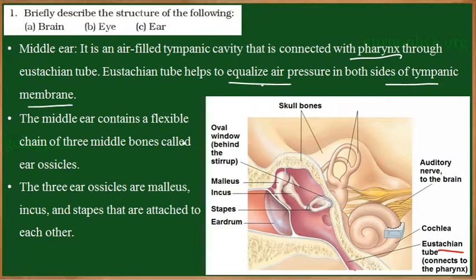The middle ear contains 3 bones. They are called ear ossicles, and these bones are: the middle one is the incus, the outer one is the malleus and the innermost is the stapes. Stapes, incus and malleus. The stapes is the smallest bone present in the body. So these 3 bones are called ear ossicles. When the sound waves hit the eardrum, they are first passed to the malleus, then the incus and then to the stapes. So they help in sending the sound waves.